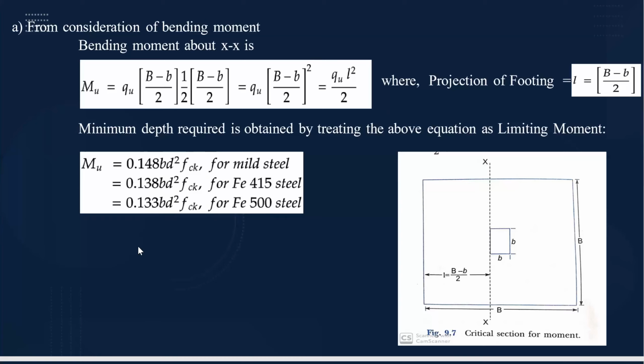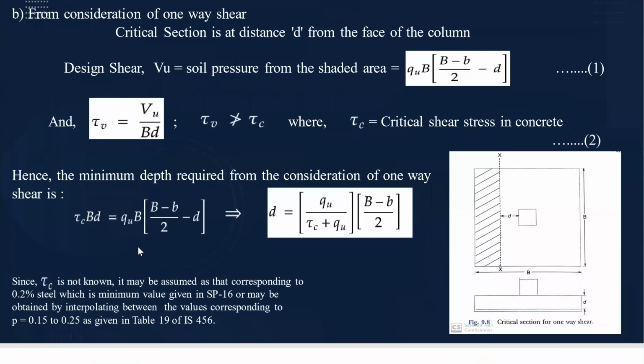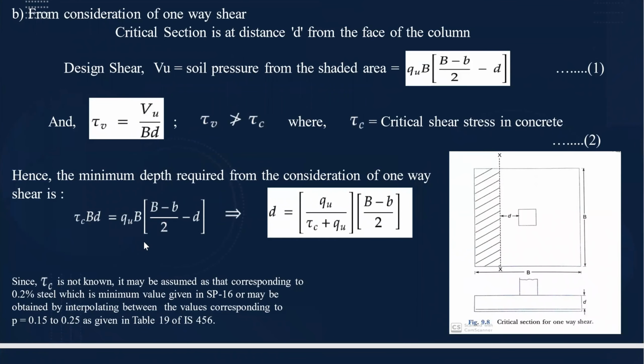Moving forward, now let's see the consideration of one-way shear. As per the beam theory, the critical section is at a distance d from the face of the column. At distance d from the face of the column, you have to calculate the shear force. Therefore, the design shear, or VU, is the pressure that the soil is exerting from the shaded area.